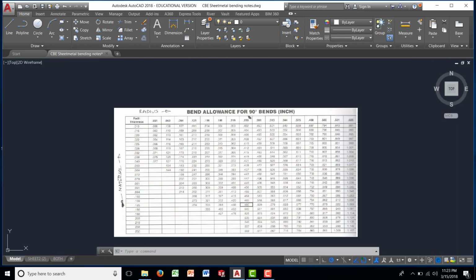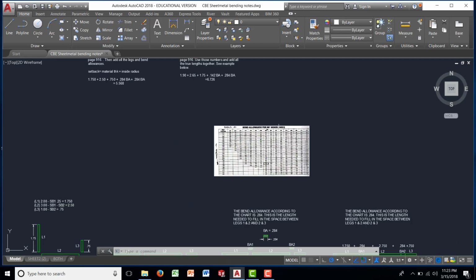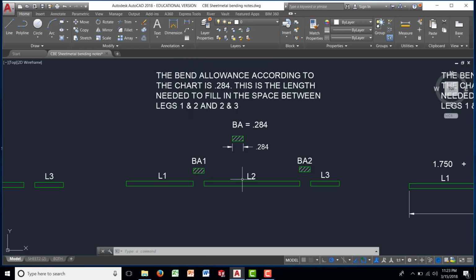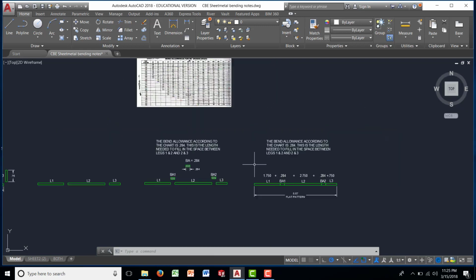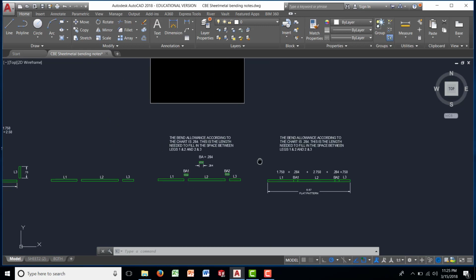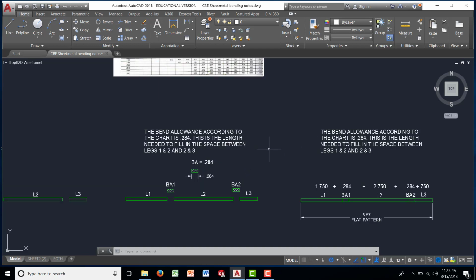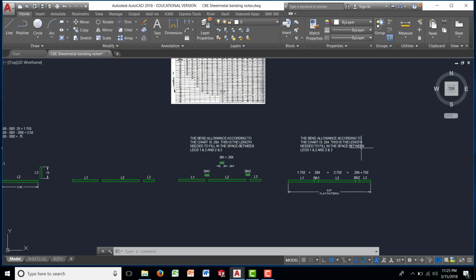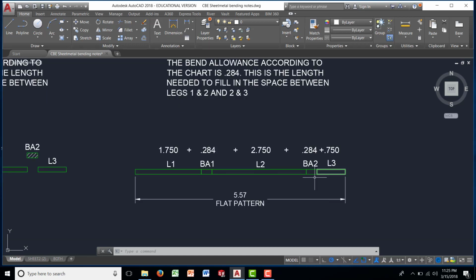Okay, so that's the space that we need to use to fill in the gap between legs 1 and 2 and 2 and 3. Alright, so I'm going to go ahead and fill those in, and after you insert your bend allowance, you can create a final dimension for a total length, and that will give you your flat pattern, okay?